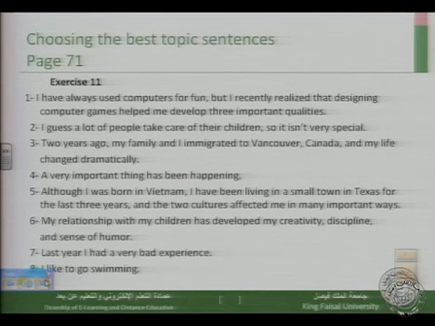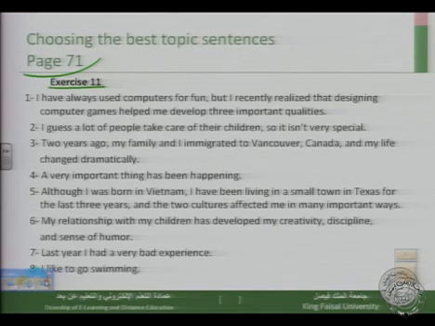And also the concluding sentence. If you remember, the concluding sentence is also very important. We will have another exercise in which we are going to look at some sentences and choose the best concluding sentences. So this exercise is on page 71. It's exercise 11, page 71. Let's start reading the topic sentences and decide which one is good and which one is not.